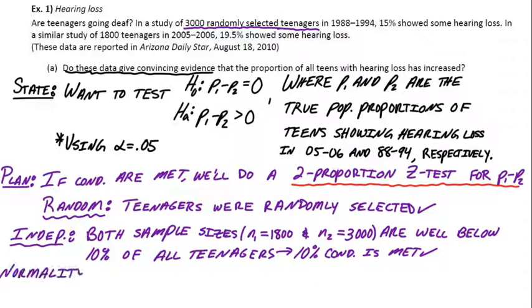For normality, this one gets a little bit tedious, but the math's really simple behind it, right? 10 successes and 10 failures for each sample. So let's start with n1, p hat 1. Right, so 1,800 was the sample size. It was 19.5% that showed hearing loss, so 0.195 times 1,800 gives us 351, which is definitely at least 10, so we're good there.